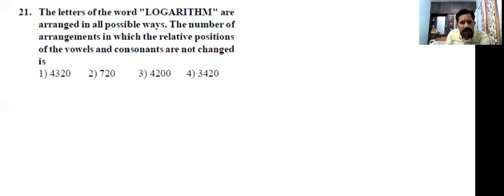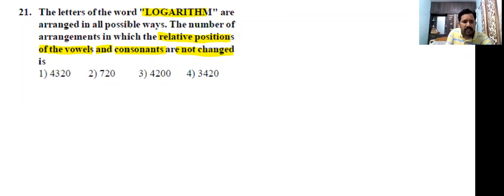21. The letters of the word logarithm are arranged in all possible ways. The number of arrangements in which the relative positions of the vowels and consonants are not changed. Relative position means wherever there are vowels, there only we can interchange vowels. Wherever there are consonants, in their places we can interchange only consonants.